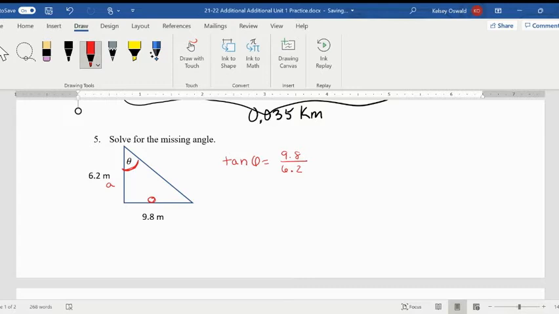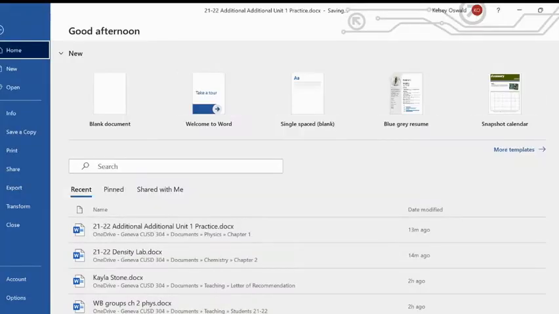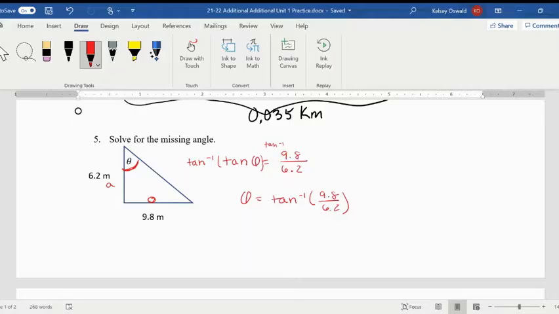Here we need to get that angle by itself. So our way of doing that is by doing tan inverse of either side. And then we're going to be left with theta is equal to tangent inverse of 9.8 over 6.2. So on our calculator, we would do second tangent, 9.8 divided by 6.2, and we'd find that our angle here is 57.68 degrees.